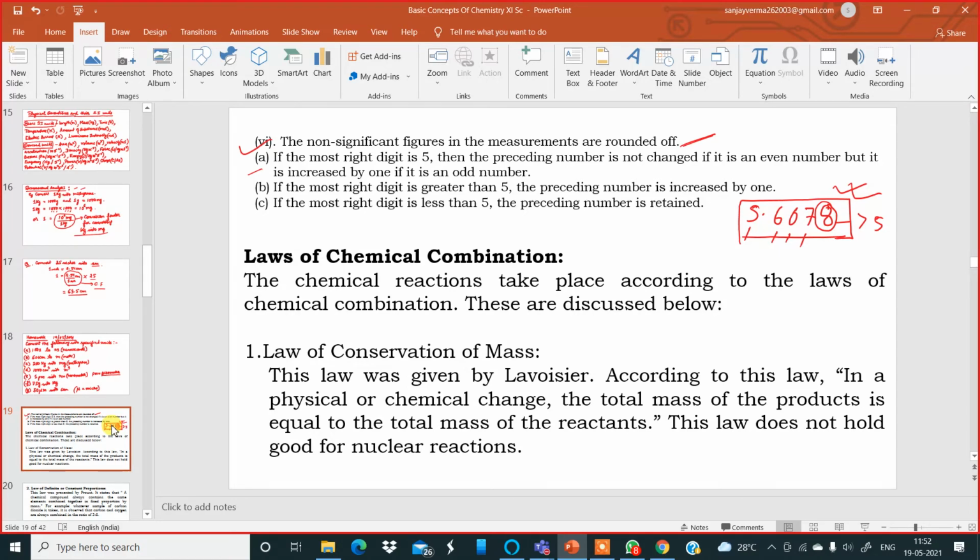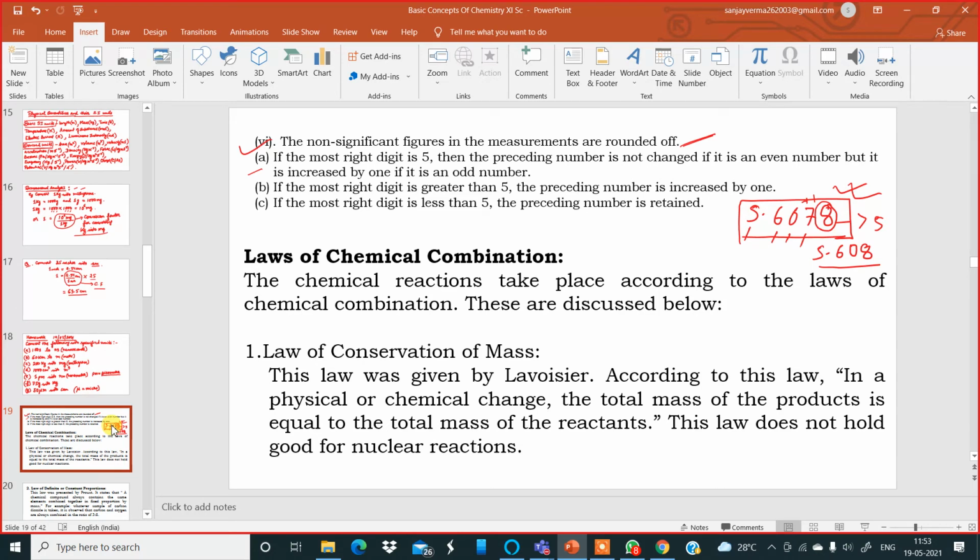Yes or no? Yes, sir. This 8 is greater than 5. That's why, to write 4 significant figures out of this number, you have to write 5.60, to 7 you add 1. It becomes 8. 5.608. This is called rounding off. After rounding off, you write the given number up to 4 significant figures. Am I clear to all of you? Yes, sir.